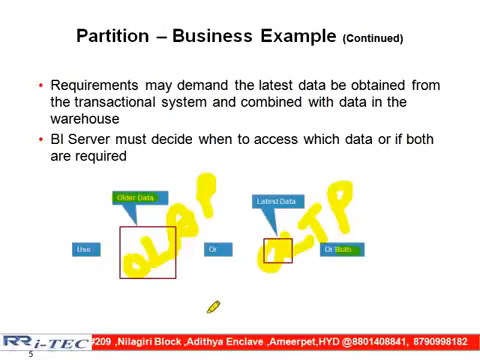That means based on the report requirement, you may need to go for the historical data, or the current data, or both. This is a business example. Requirements may demand that the latest data be obtained from the transactional system and combined with the data in the warehouse. The BA server must decide when to access which data, or if both are required. Next one.